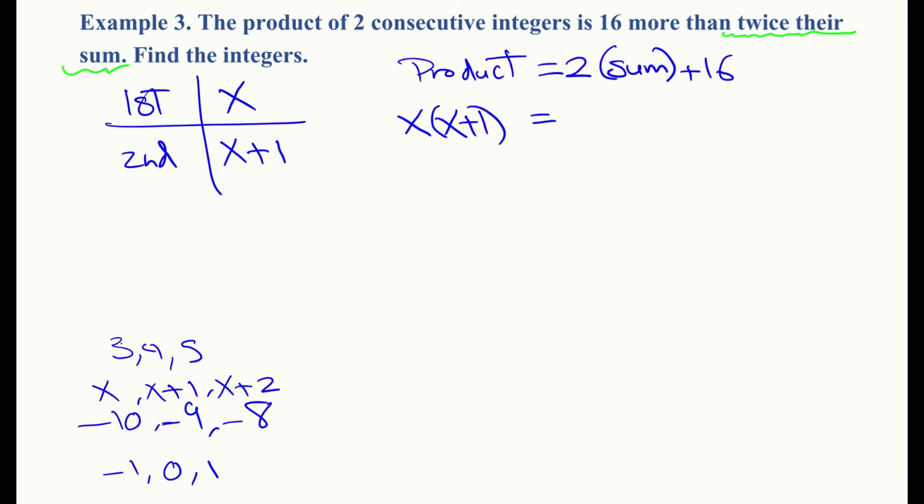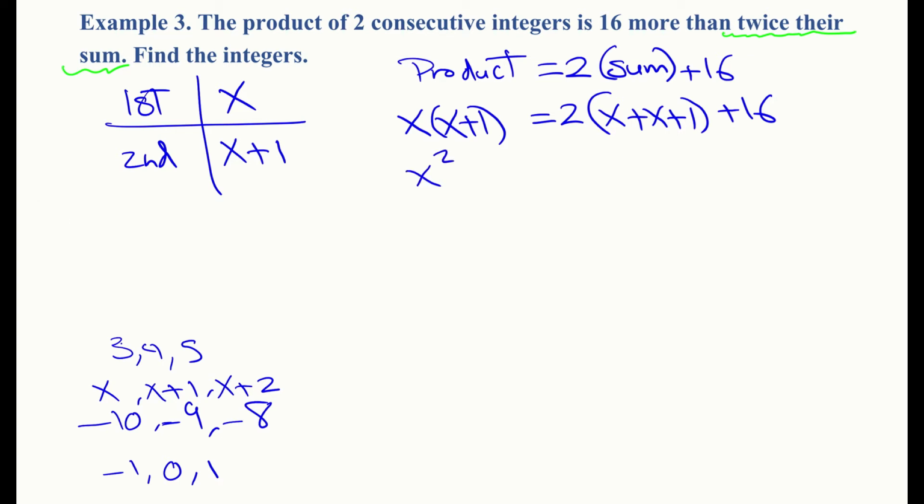All right, so twice the sum. So that means 2 times. Now, what is sum? Sum means the result of addition, right? So you're going to add these two integers now. So you're going to have x plus x plus 1. See, that's their sum, that's their product. X times x plus 1 is the product, x plus x plus 1 is the sum. We don't really need parentheses because we're adding here. And then plus 16, right?